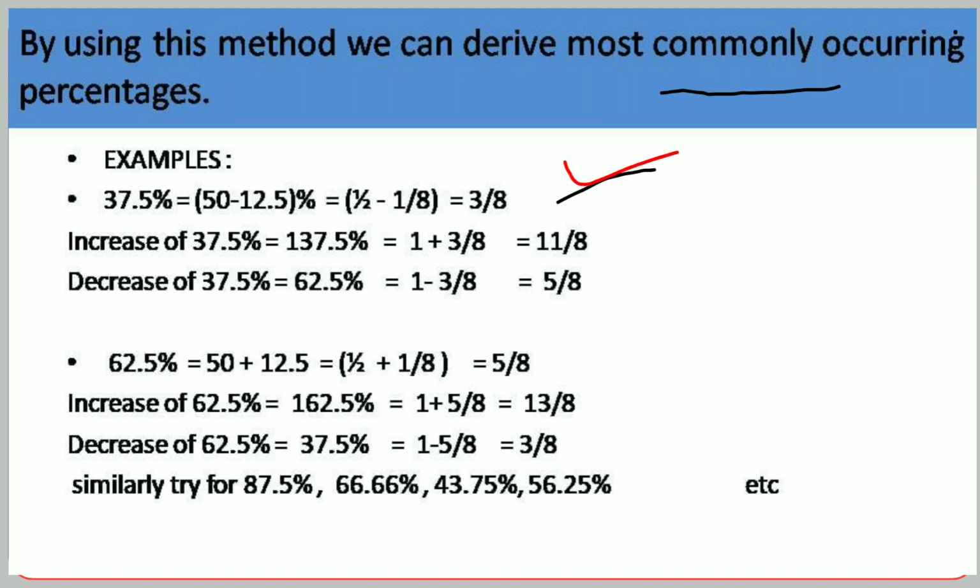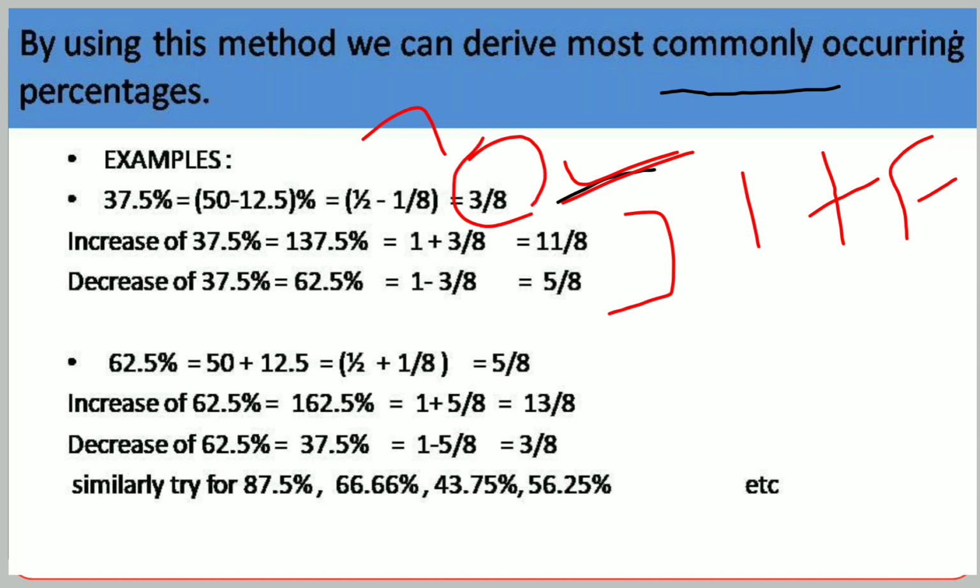See, we know that 37.5 can be written as 50 minus 12.5 percent. So we know that 50% from the table is 1 by 2, and 12.5% is equal to 1 by 8. So on solving this, we get 3 by 8. See, if there is an increase of 37.5%, for increase what you have to do is 1 plus fraction. We will take this value as fraction always. I will consider this value as f or fraction.